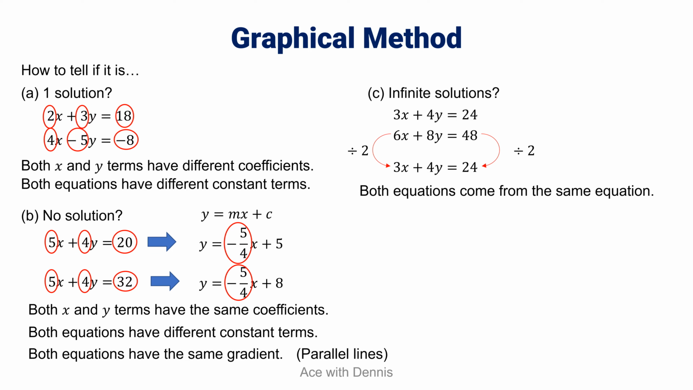So even if you want to plot the graph, we will get exactly the same linear graph for these two equations. Hence, they overlap with each other and they have infinite solutions, because every point on the line will be a solution for these two equations. Okay, I hope you understand how you can tell if there is one solution, no solution, and infinite solutions.